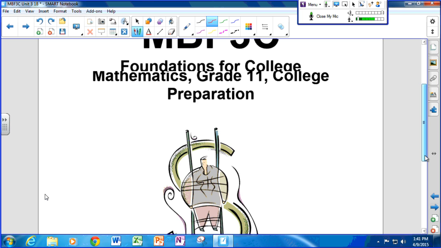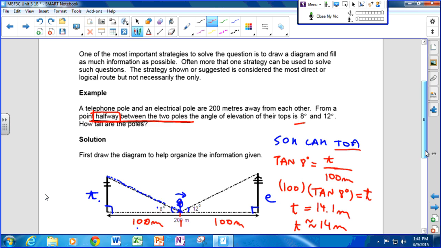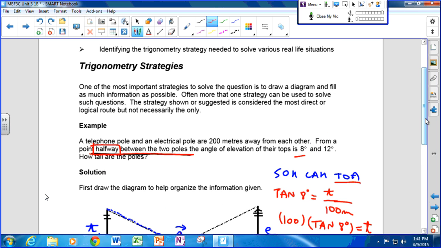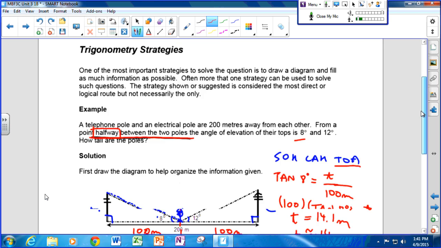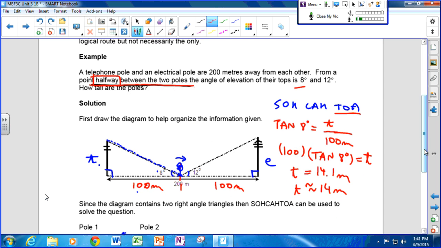Now this one, lesson 14, I'm glad we're getting a chance to talk about this one. This one was tricky because now they're not telling you which of your tools to use. It's entirely up to you: SOHCAHTOA, law of sines, law of cosines. Well, that's it. So this is what you'll be working on.